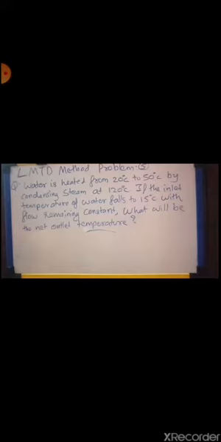This is also a problem on the LMTD method, that is problem number 5. Let us start the problem.